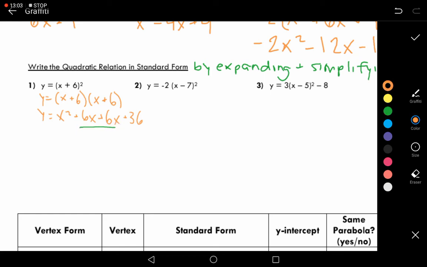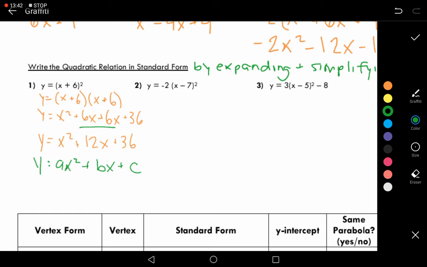So I can see I have 2 x terms there, so I need to add or subtract their coefficients. In this case, they're both positive, which means I need to add. So 6 plus 6 is 12x plus 36. Okay, and notice if you flipped your page over and looked at that standard form formula, this is written in that exact form. So that form was y equals ax squared plus bx plus c. Okay, and we can see that that looks very similar, so it's in the correct form.